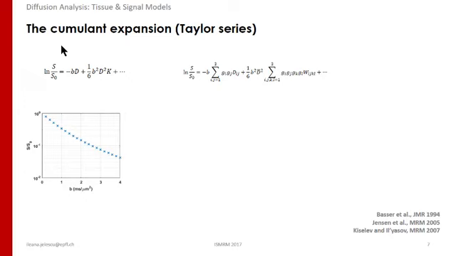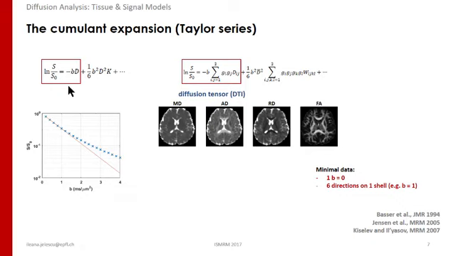Of course, by far the most popular is the cumulant expansion. It's essentially a Taylor series of the log of your signal in powers of bD. If you stop at the first order in bD, this is DTI. So you're approximating your signal with a linear function. Of course, you have to stop fairly low in b value for this approximation to hold. The minimal data that you need to get your diffusion tensor is one b0 and then 6 directions on one shell, typically around b1000, as I've mentioned.